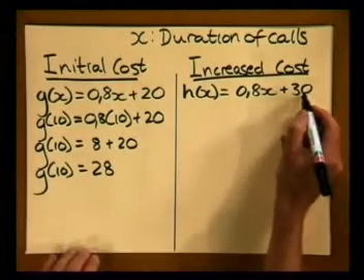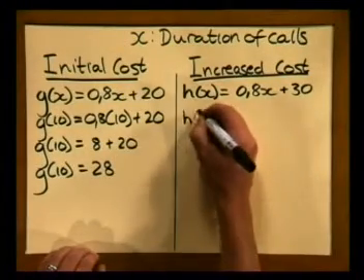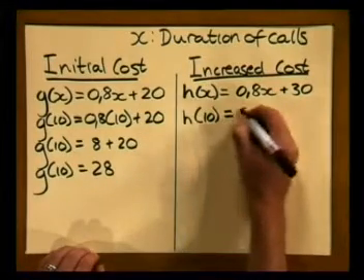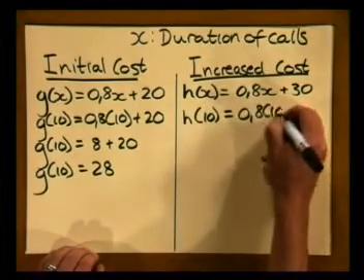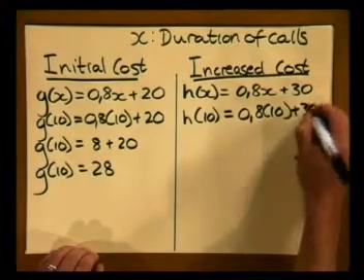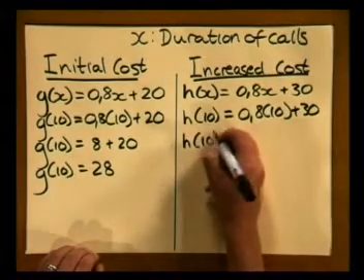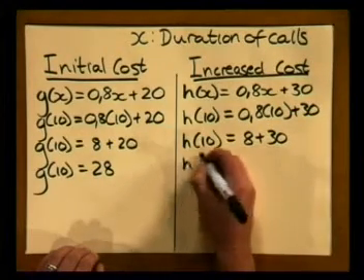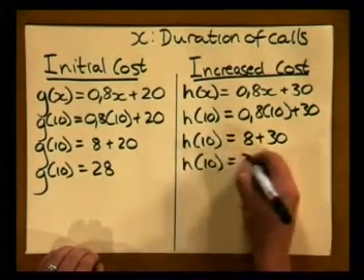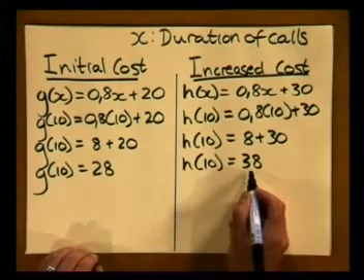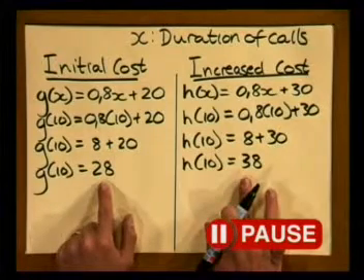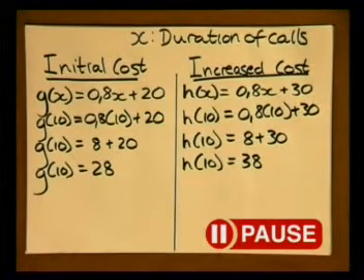Now, when the line rental increases to 30 Rand, we're going to use the same input value of 10. So h of 10 now becomes 0,8 multiplied by 10 plus 30. Therefore, h of 10 is equal to 8 plus 30. So finally, we have that h of 10 is equal to 38. In other words, a total cost of 38 Rand. Now look carefully at these two output values.